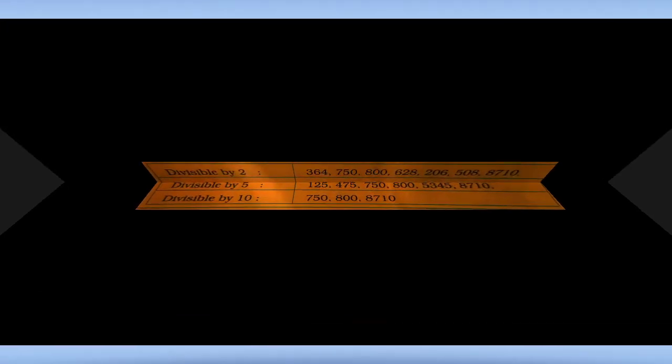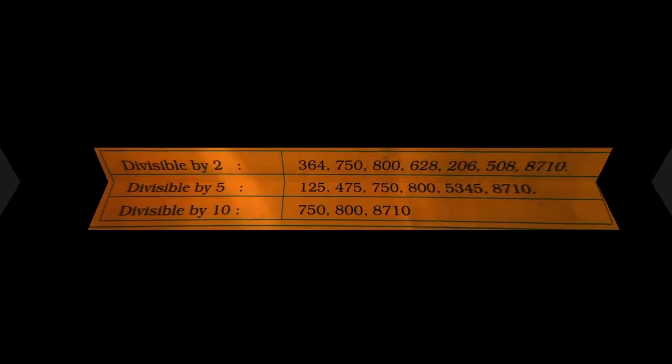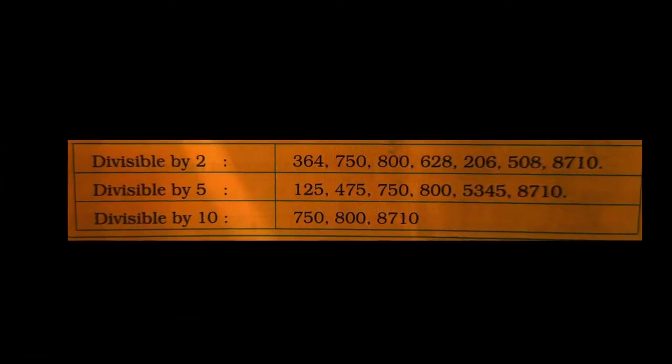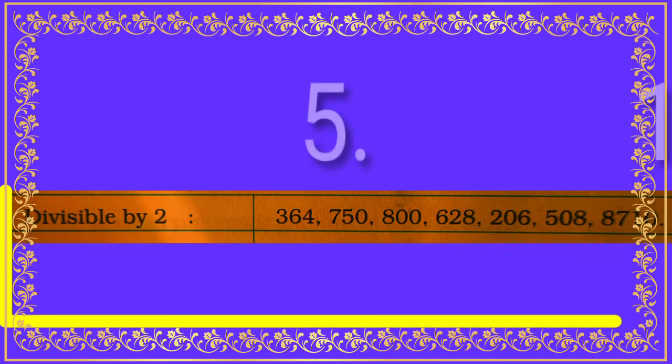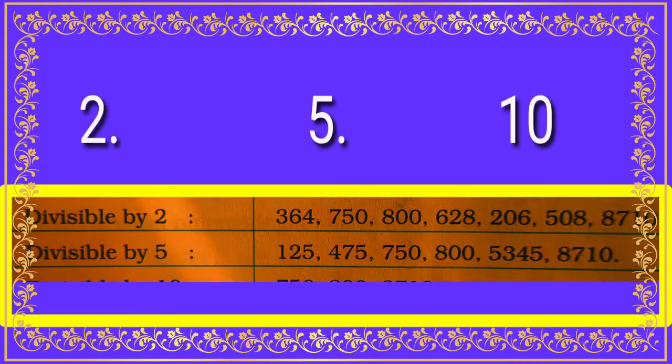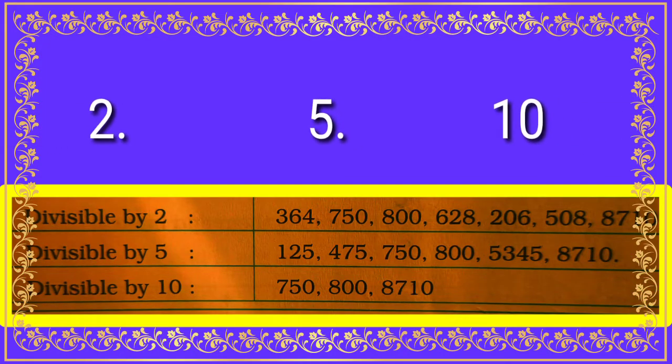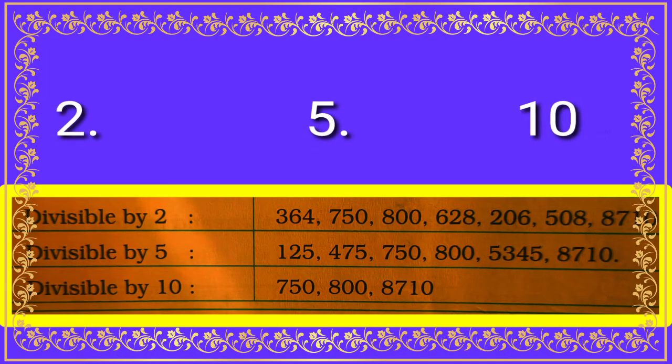Let's see the answer, children. Divisible by 2, divisible by 5, divisible by 10. The numbers which are divisible by the given number are shown here. Just check the answer, children, and write it down in your notebook.